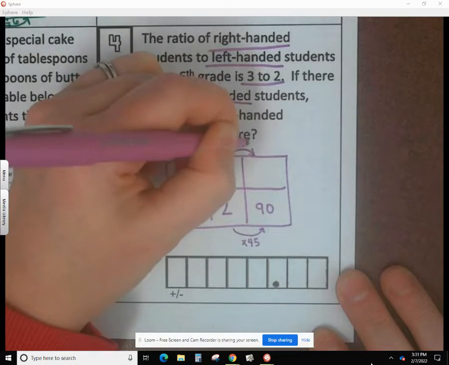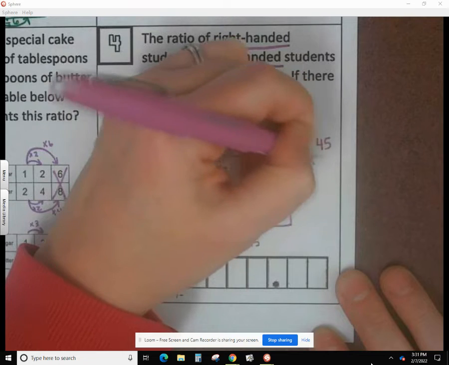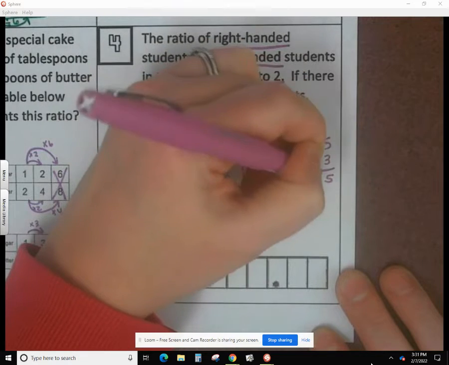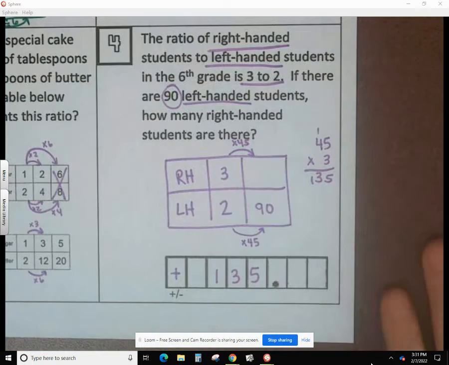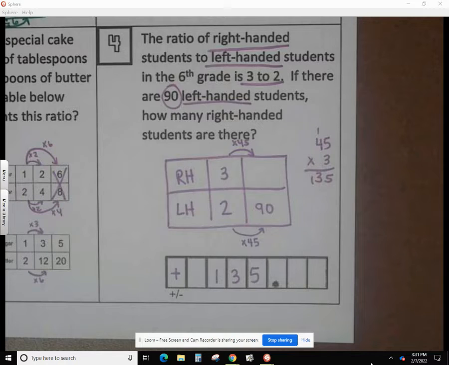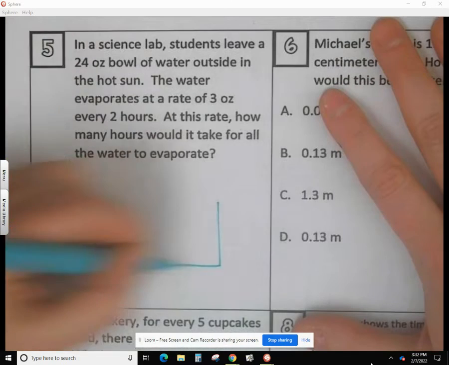And so we have to do 3 times 45, which is 135. So there would be 135 right-handed students. Okay, let's go over to the back now. Question number 5 is also a proportion problem, so we can draw the box.